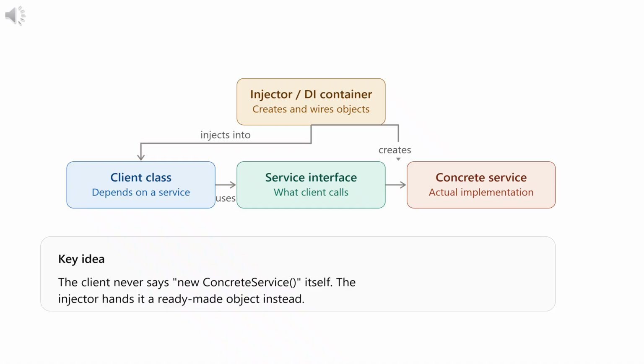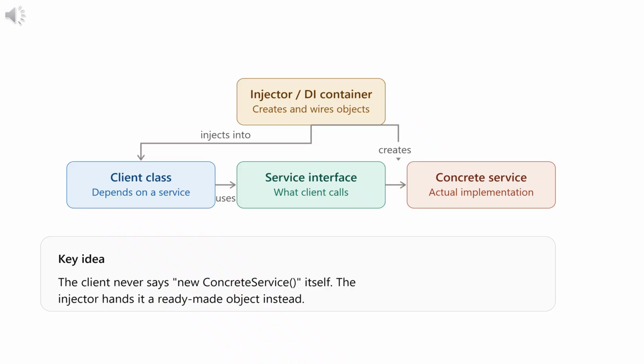Client class, bottom left, blue, the class that depends on a service to do its work. Notice it doesn't create the service itself. The injector hands it a ready-made instance, injects into arrow, which is the core idea of inversion of control. Service interface, middle, green. This is what the client actually calls, the abstraction or contract the client programs against. The uses arrow from client to interface. The client only knows about this interface, not the concrete class behind it.